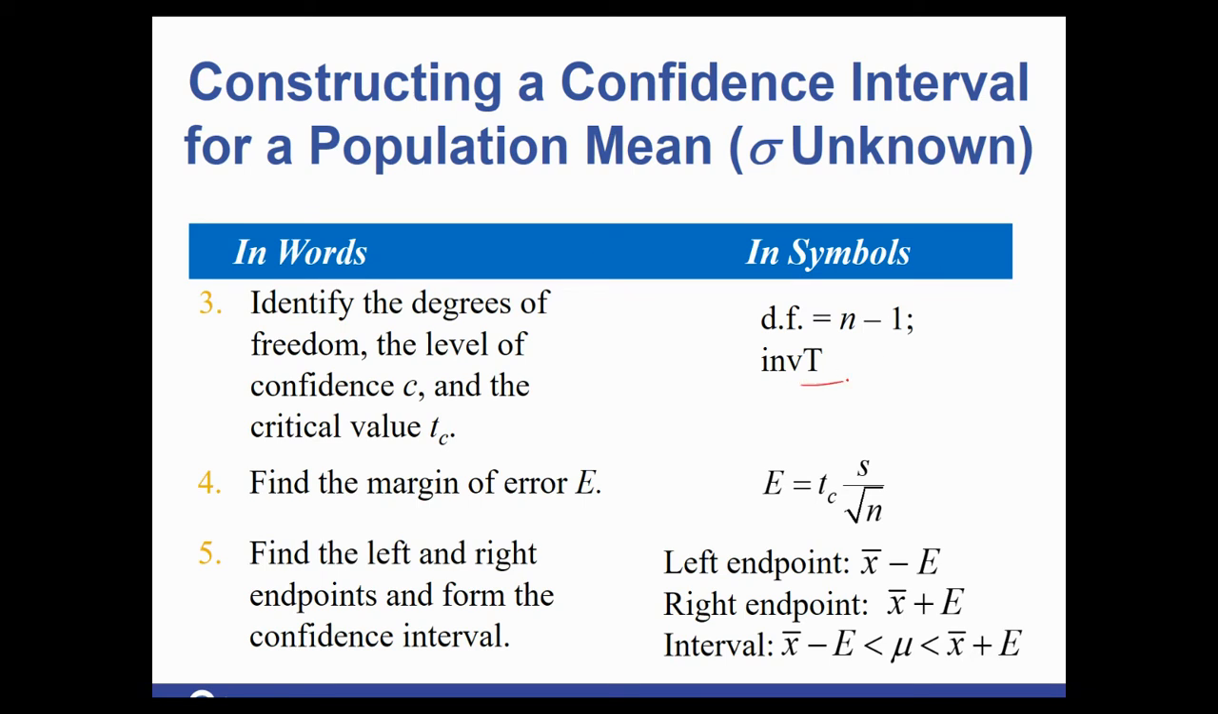Then we're going to use degrees of freedom and inverse t to find your critical value. The margin of error formula is the exact same as the last section. We've just changed the symbol for critical value and standard deviation for the new section. And just as a reminder, your interval at the end is going to be the parentheses interval: your sample mean minus E and your sample mean plus E. That's how you're going to write your final answer for the confidence interval.